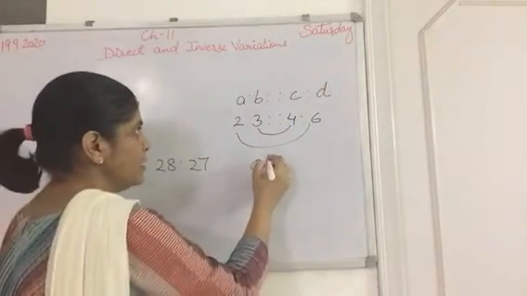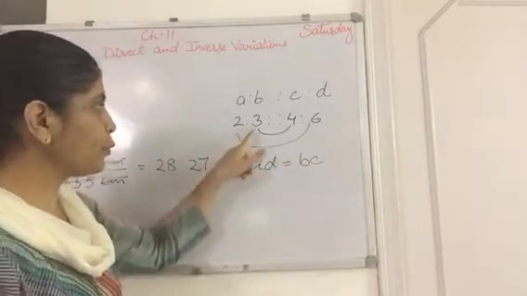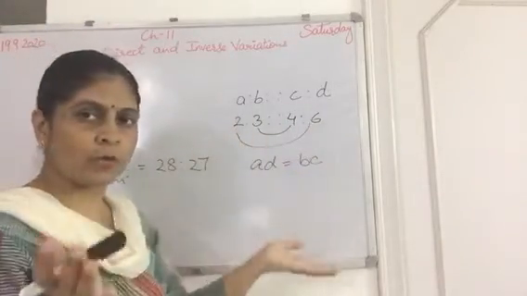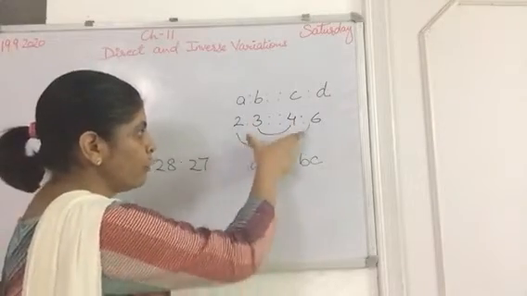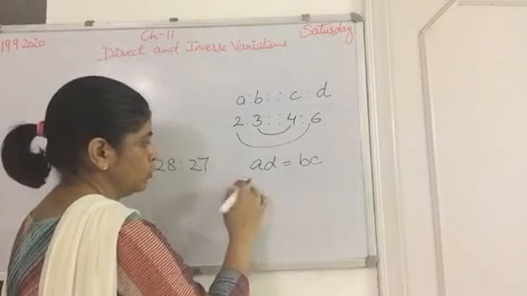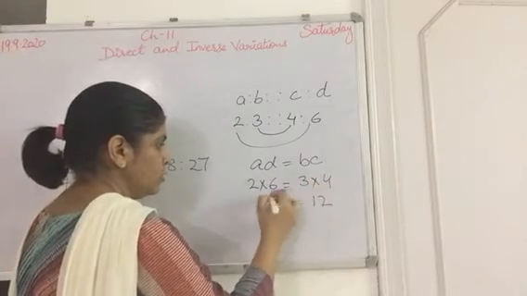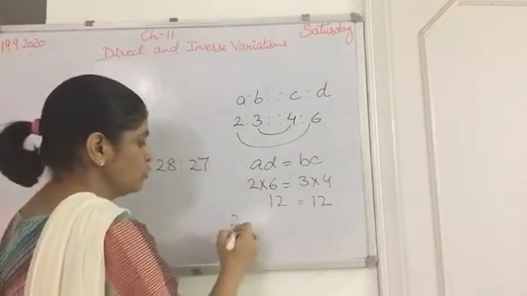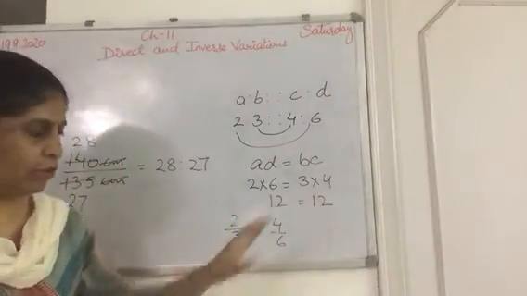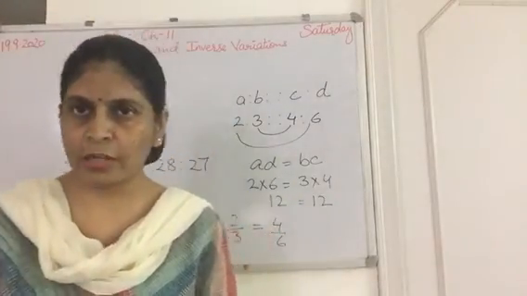So the formula says AD equal to BC, or we can say the product of means equals the product of extremes. These are extremes because they are outside, and these are means. So the formula says AD equal to BC. So 2 into 6 equal to 3 into 4, 12. So yes, 2 upon 3 is equal to 4 by 6. So they are equivalent. We cut it, we get 2 is to 3. So this is called proportion, which you have studied in 7th standard.